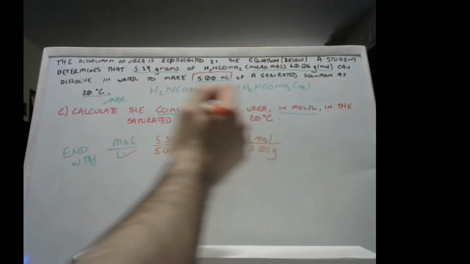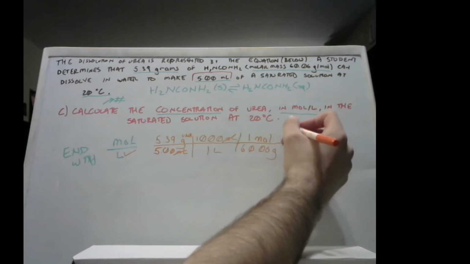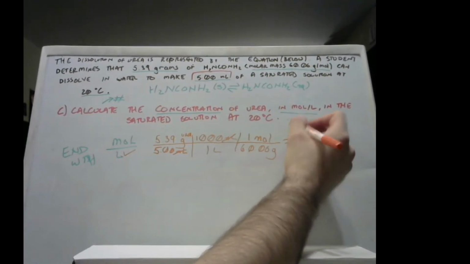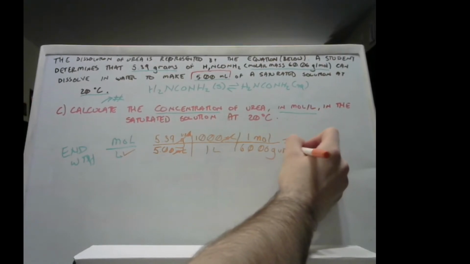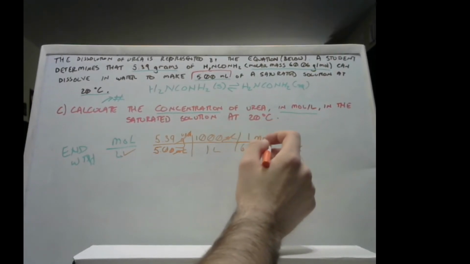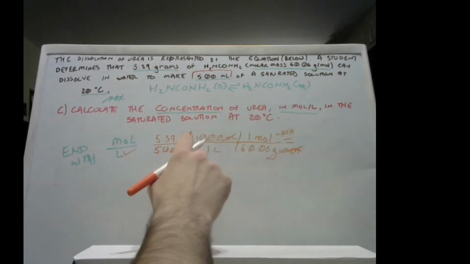And that's the molar mass. Notice how it gave that to you. You didn't have to look it up. You didn't have to do anything. It gave you that number. Saves you a little bit of work. Okay? The grams urea cancels with the grams urea, leaving moles urea per liter solution.